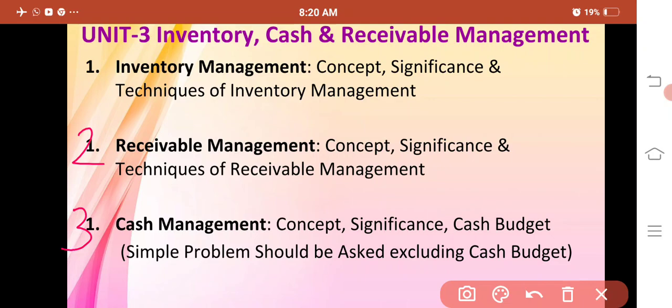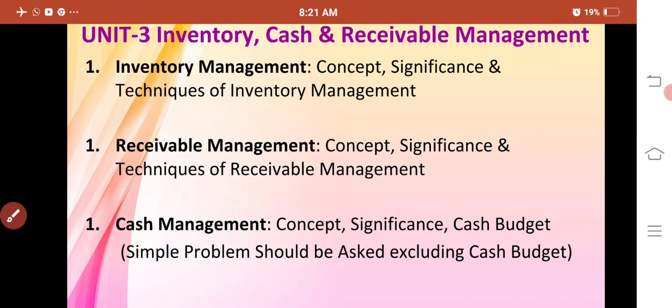Now, in cash management, we are going to have the explanation of cash budget. Cash budget is a really very important point. We are going to study the format of the cash budget and how the cash budget is important in the organization.